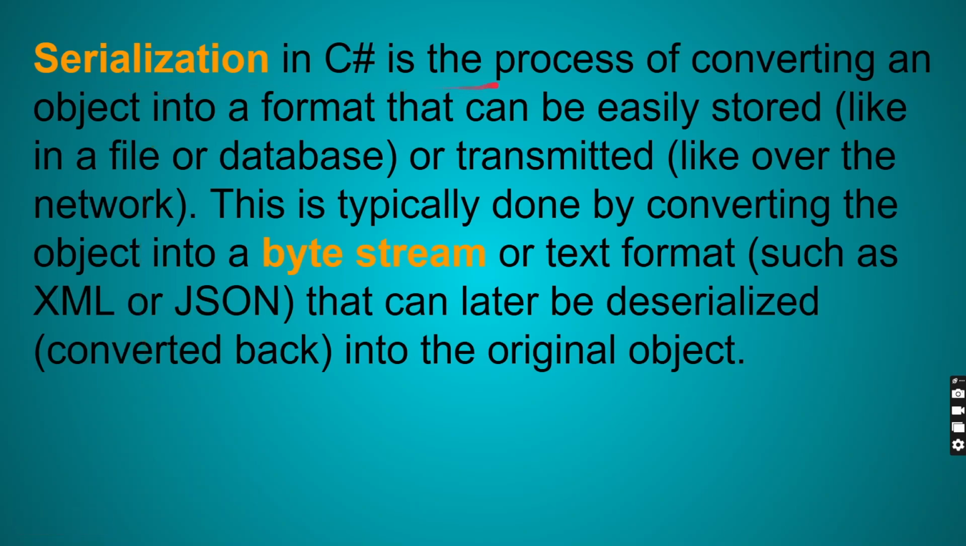Serialization in C Sharp is the process of converting an object into a format that can be easily stored, like in a file or a database, or transmitted, like over the network. This is typically done by converting the objects into a byte stream or text formats such as XML or JSON that can later be deserialized, converted back into the original object.